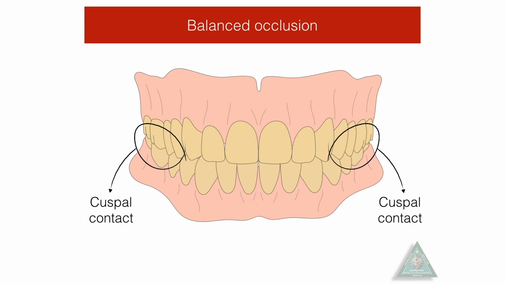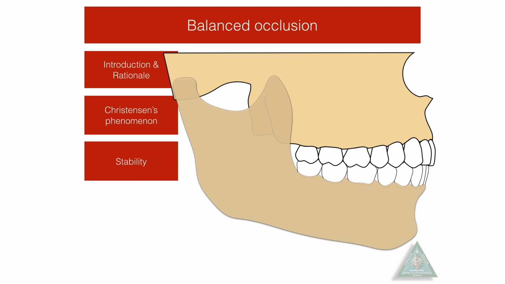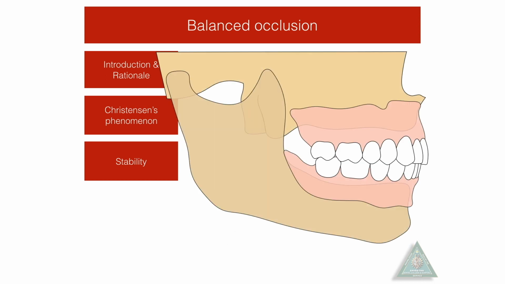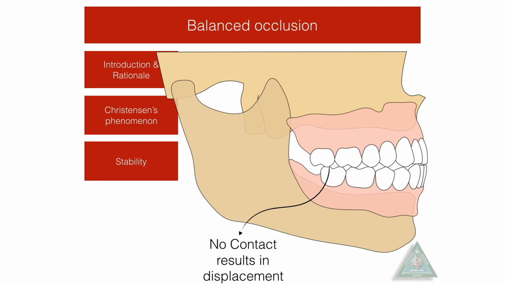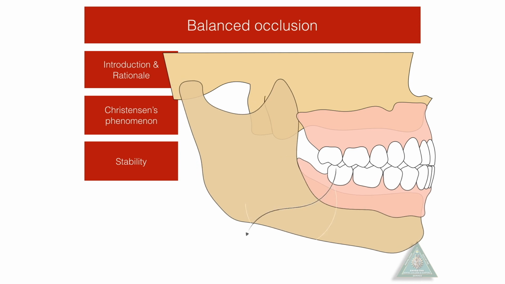So why do we need to give balanced occlusion when it is not present in dentate individuals? The reason is Christensen's phenomenon. Christensen's phenomenon refers to the posterior teeth separation which occurs during protrusion. We bring our jaw forward, we can see there is a gap in the posteriors. There is no contact. So the dentures that we give are not going to be anchored by roots to bone. So when Christensen's phenomenon happens in dentures, the dentures simply fall down. So to prevent this, we make all the posterior teeth touch each other so that the denture does not fall down.